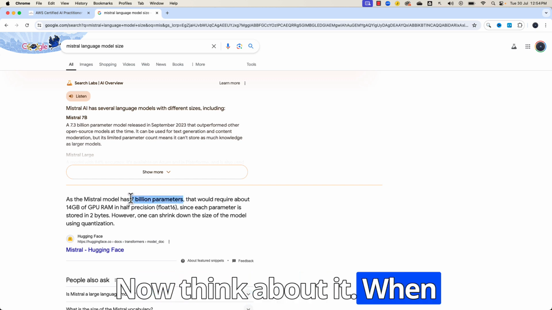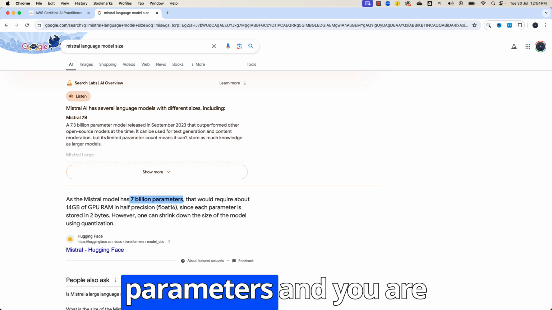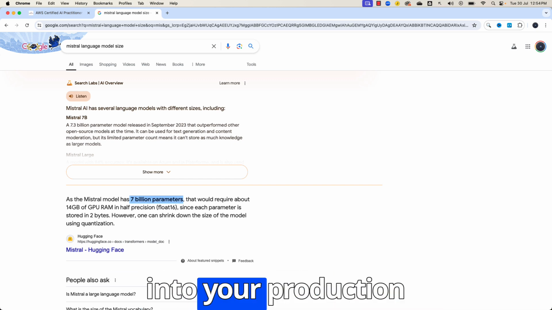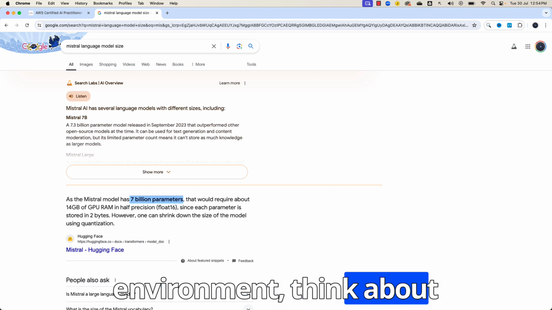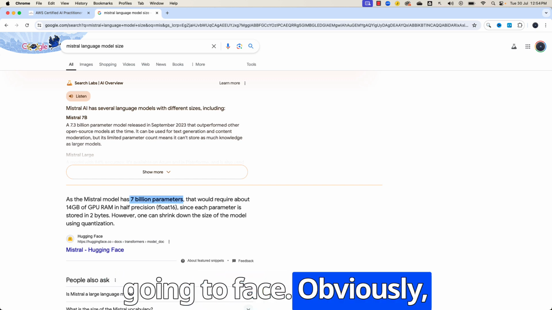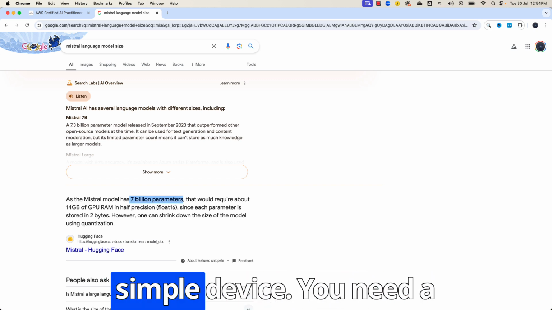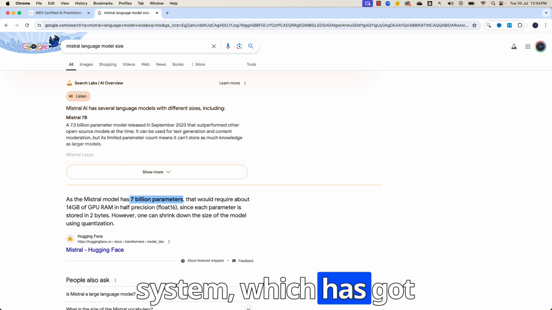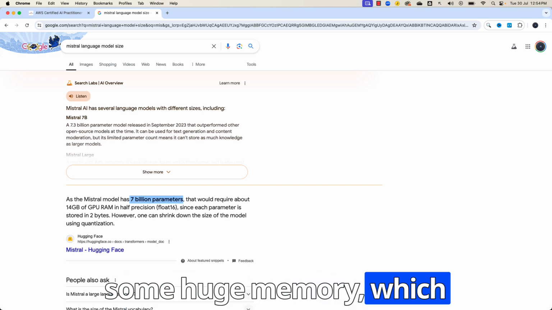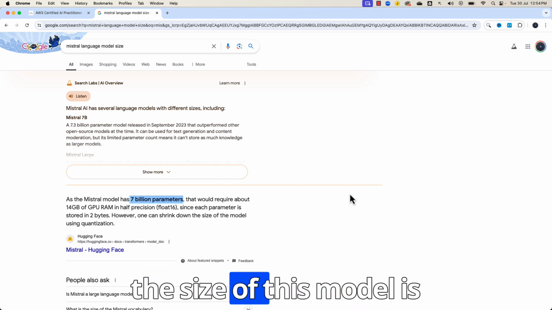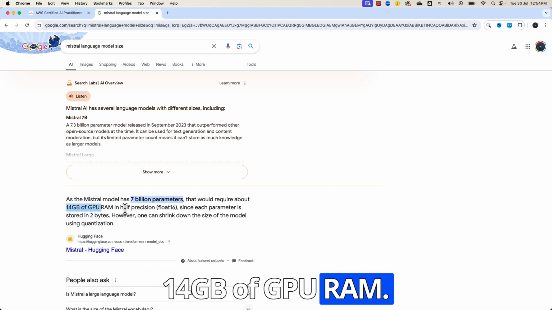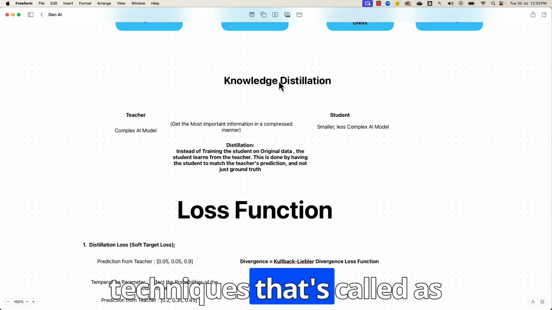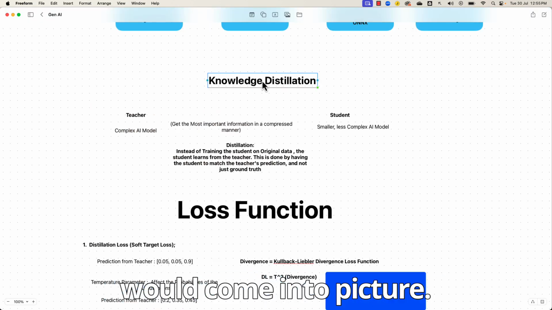Now think about it. When you have 7 billion parameters and you are thinking about deploying this large language model into your production environment, think about the challenges that you're going to face. Obviously, you cannot deploy it on a simple device. You need a powerful GPU, a powerful system with huge memory that can fit this model, because the size of this model is 14 GB of GPU RAM. That's where one of the compression techniques, called knowledge distillation, comes into the picture.